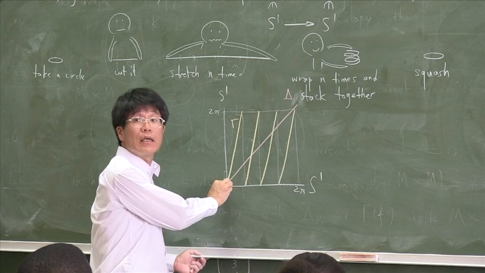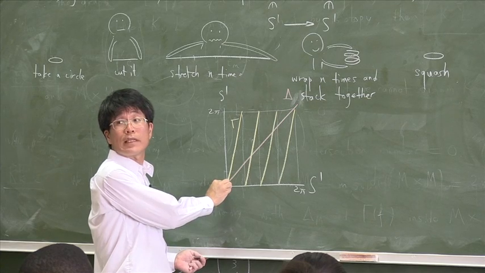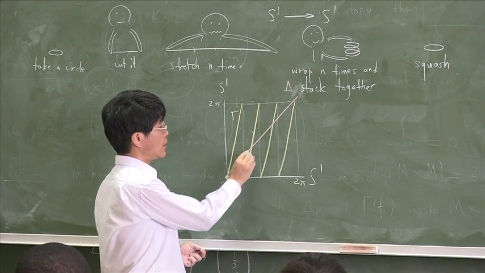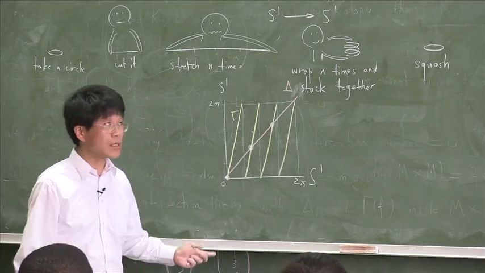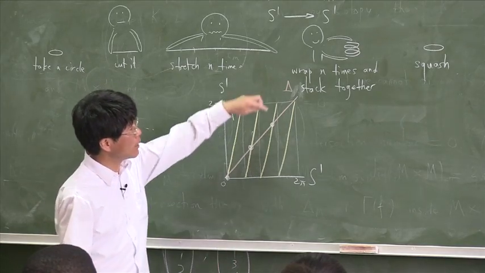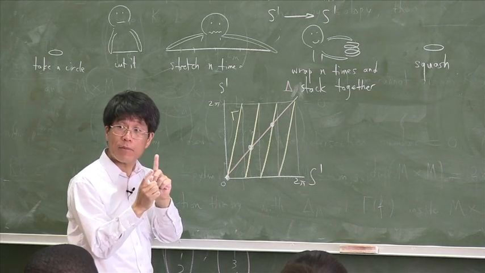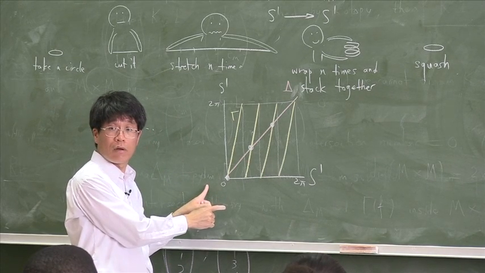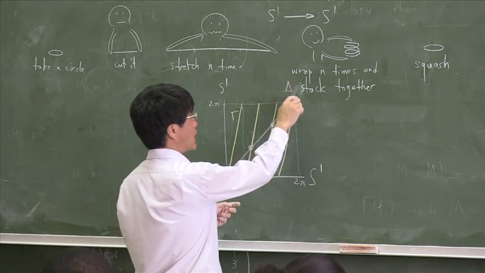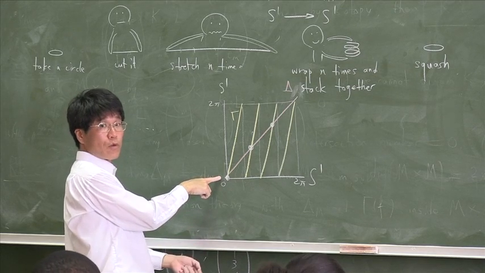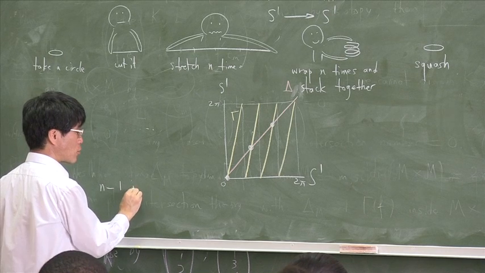Interesting. Who said 3? Please identify yourself. Who said 3? I heard 3. No? Nobody said 3? 1, 2, 3. You think it's 4, but in fact, not 4, but 3. Why? Because this point has coordinates 2 pi and 2 pi. But that's the same thing as 0, 0. Is that clear? Because we are doing in a circular fashion. So that point is the same thing as this point. In other words, there are n minus 1 intersections.